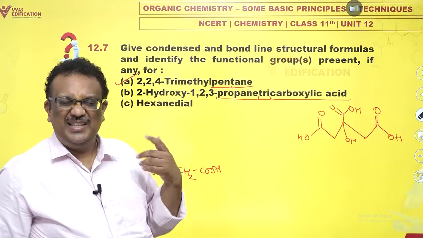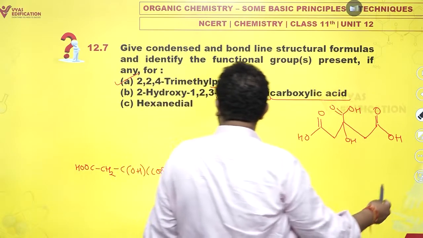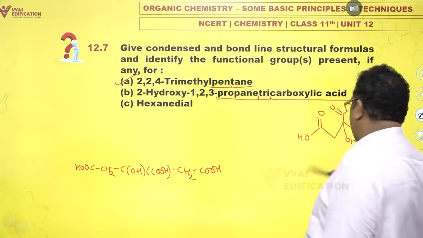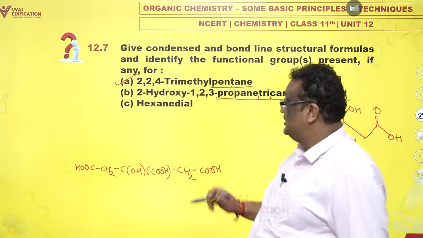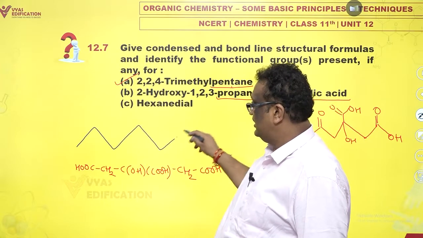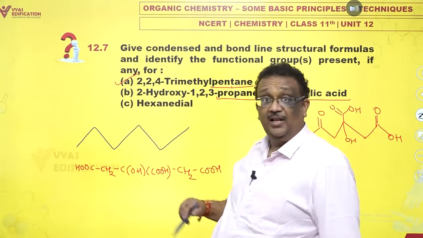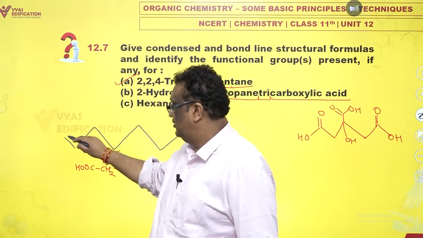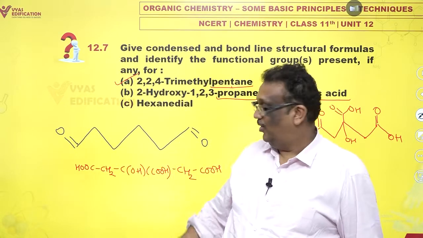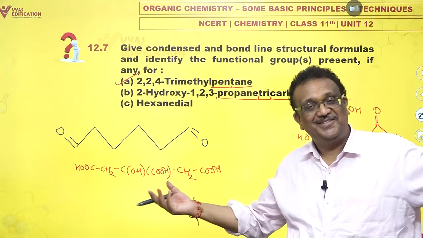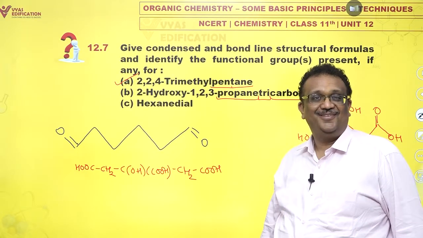Third one. Third is the easiest. Hexanedial. Oh my God. What does it say? What is hexanedial? Let's see. Hexane means 6 carbons: 1, 2, 3, 4, 5, 6. Dial is double aldehyde. Aldehyde is only at the end. Is this hexanedial? It is. This is the bond line notation.